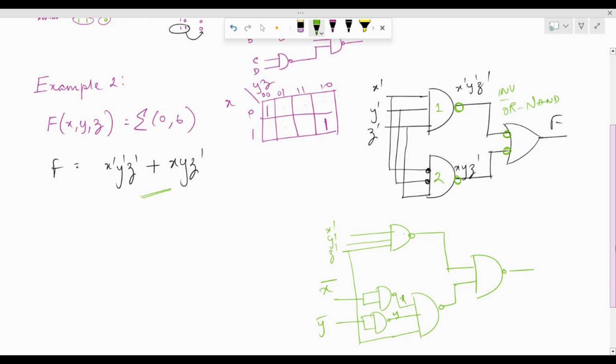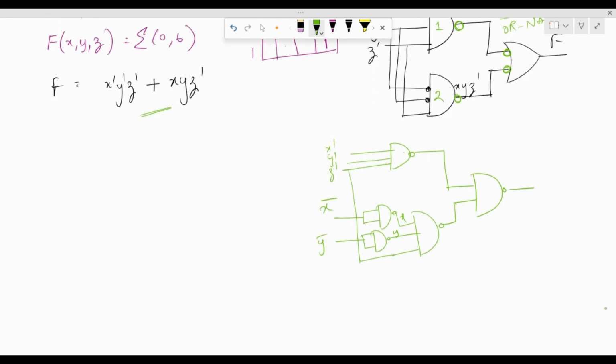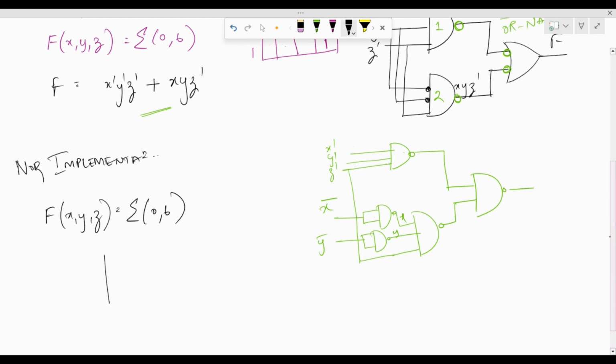Now can the same function be represented using the NOR gate? So let's look at the NOR implementation of this. NOR implementation would mean that I would require the expression to be in the POS form. So if that is the case, so this is my function, and I have the K-map as this.